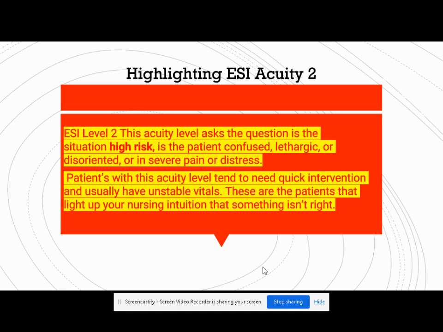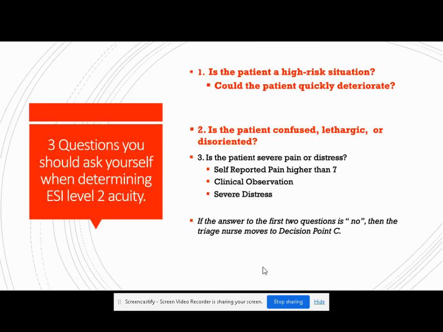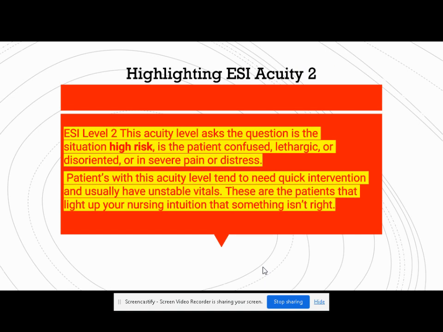So ESI Acuity 2, in order to effectively understand that, this is basically the high-risk patient. This is an ESI level of acuity that asks the question, is the situation high risk? And we're looking at a few things here that basically focus us down in the ESI 2 model for this area.